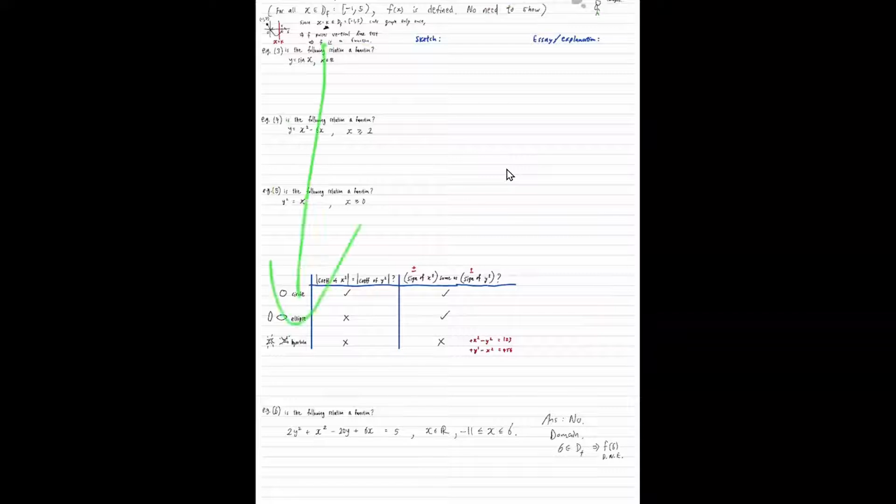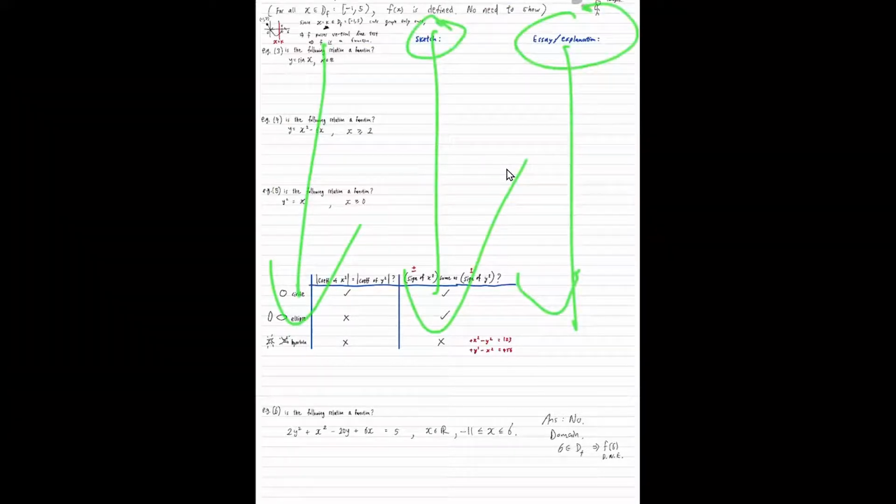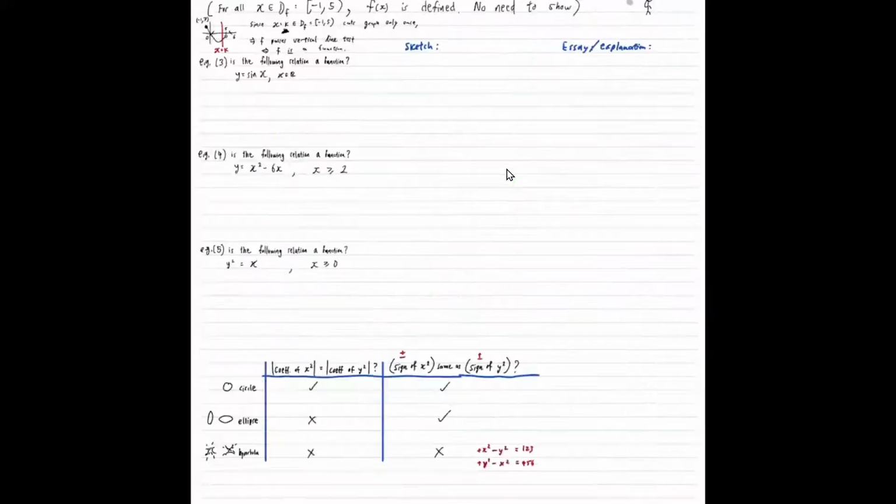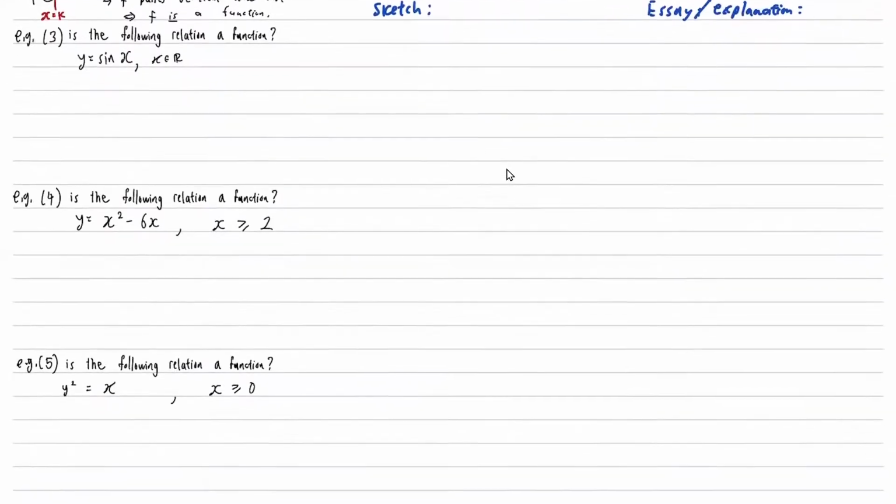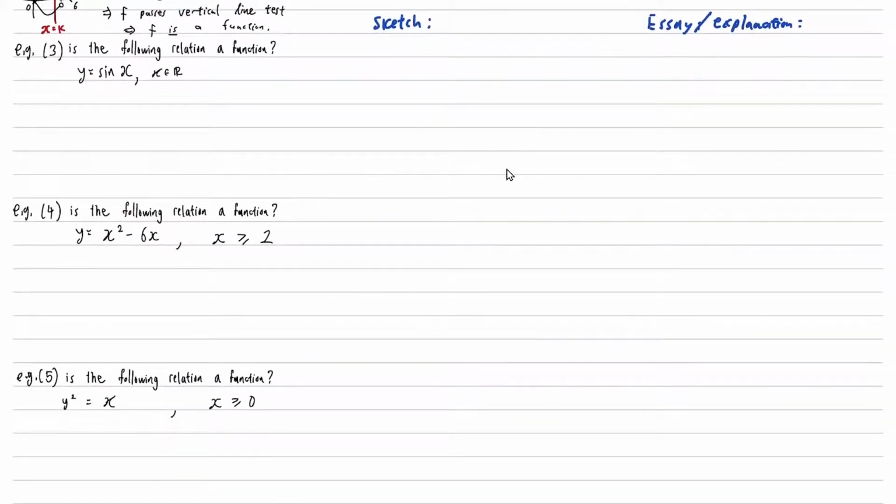Yeah, so it's formatted like this. Question, then I say sketch, and then essay or explanation. So let's just fill in this table. So example 3. I hope it's not too small. Can see? Can see. Yeah. Okay, is the following relation a function?